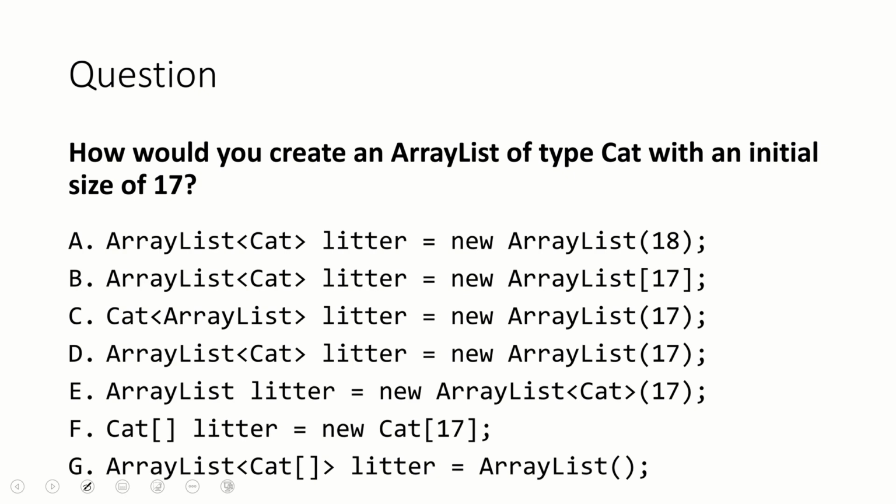How would you create an array list of the cat type with an initial size of 17? I give you 30 seconds. You can pause the video for 30 seconds and then start it again.